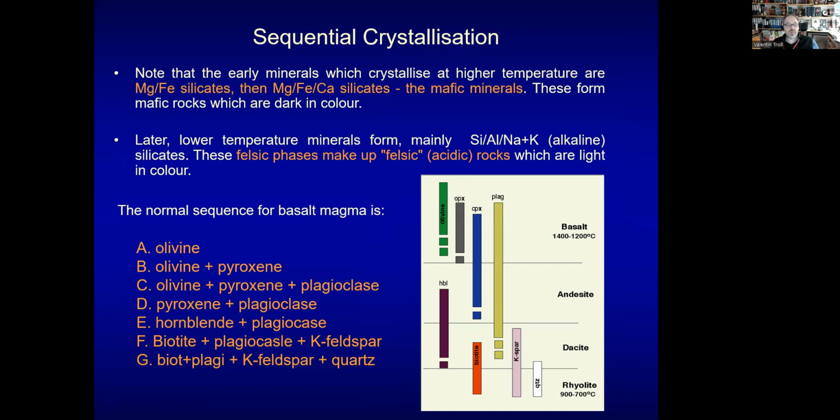So the normal sequence in the basaltic magma is olivine first, then olivine and pyroxene, pyroxene, plag, pyroxene plus plag. The olivine stops at some point because the liquid can no longer make olivine. The magnesium is sufficiently low. Then you get hornblende. Hornblende is the first mineral with water. So that means water has become enriched in the residual melt. And then we have biotite. Biotite also contains water, plag, and K-feldspar, and eventually we have K-feldspar, quartz, and platinum biotite.